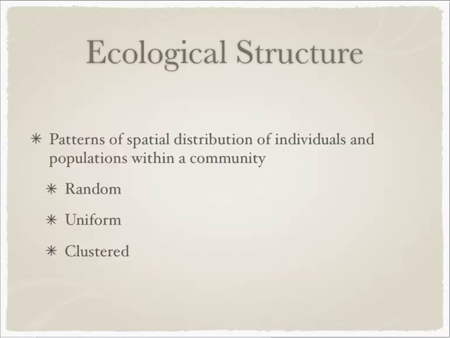Ecological structure. When we look at an ecosystem and we look at the diversity, we also look at the patterns of the organisms living in that ecosystem. This is the spatial distribution of the individuals in a population or a community. These can be categorized in 3 different ways: random distribution, uniform, and clustered. Random is when organisms are spread out in no specific manner.